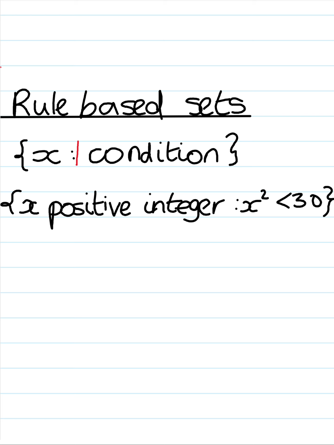This is read as the set of x such that, and then we write the rule. So x would be the set of x, the bar or the colon would be such that, and then wherever the condition is, that would be where we write the rule.